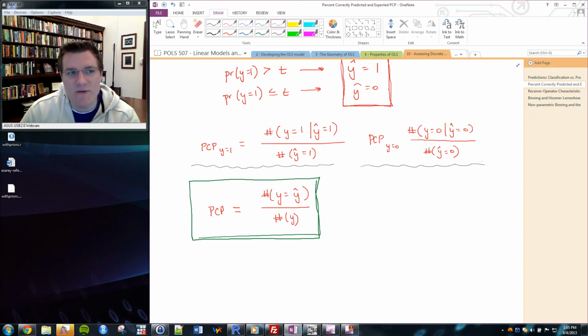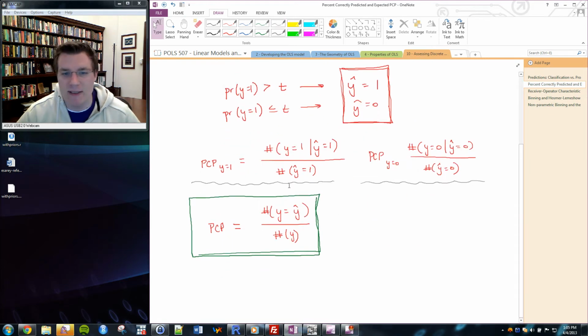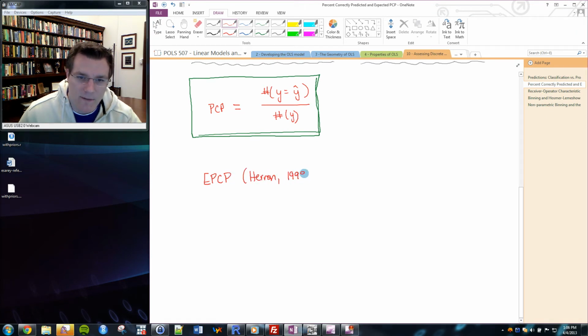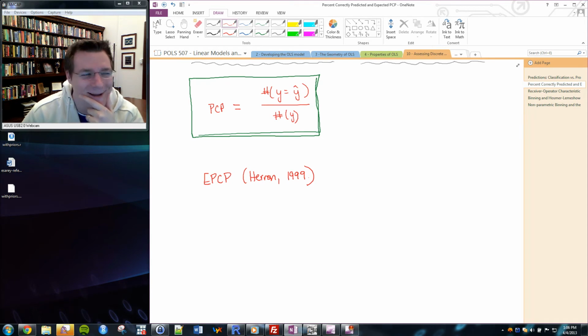So it's, I think, useful to see these statistics broken out by type of prediction. And some software packages and papers will do that. But sometimes they'll just report a unified statistic like this. That's all there is to it. That's a pretty simple, straightforward way of thinking about a problem, is the percent correctly predicted. The expected percent correctly predicted, which was proposed by Mike Heron in the 1999 volume of Political Analysis. I'm pretty sure it's Political Analysis. Pretty sure it's 1999. I could be wrong about both of those, but I think it's 1999 Political Analysis.